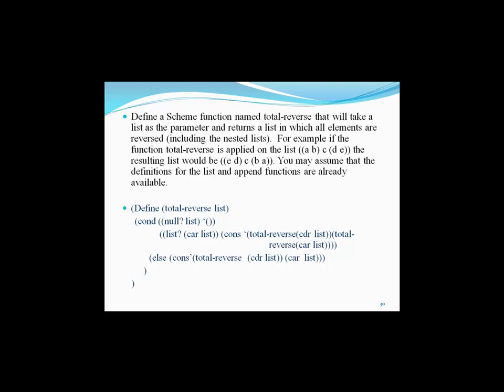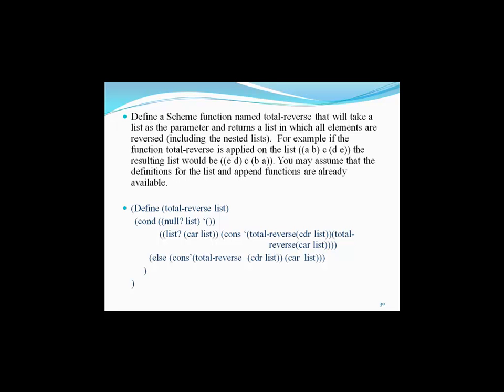We can write the function as the following. We define the function name as total reverse, the parameter is list, then we are using the cons function. The first condition is that if the list is null, we are going to send an empty list. If this is false, we are going to the second condition. If it's correct, we are going to check if the car of the list is not a list.